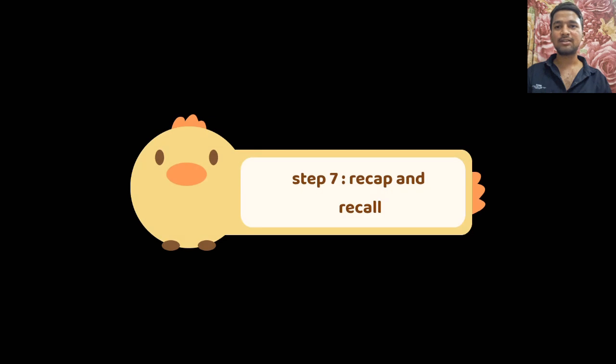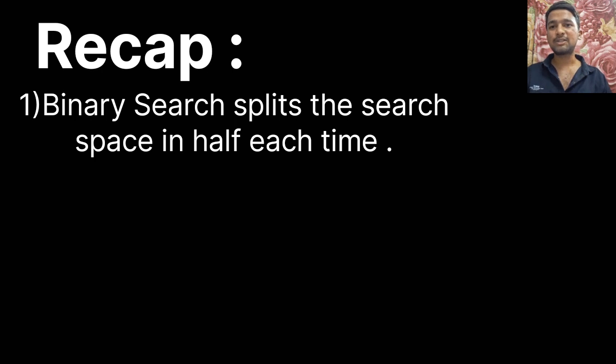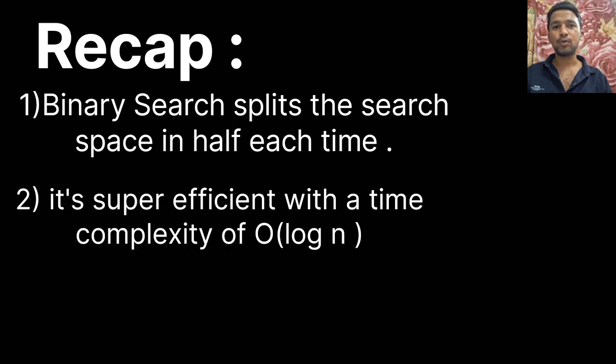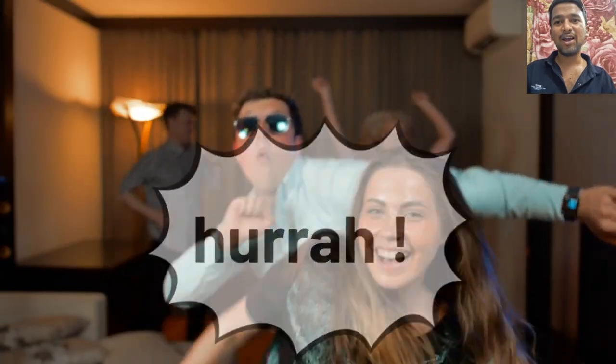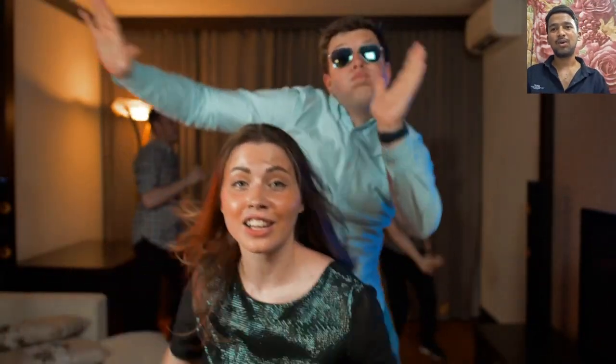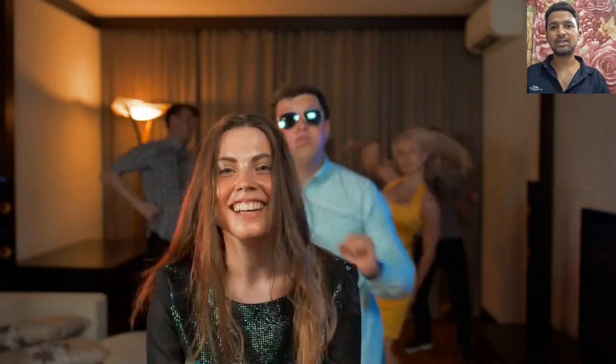Now, let's learn step 7, which is recap and recall. Alright, let's recap. Point number 1 to be recapped is binary search splits the search space in half each time. And point number 2, it's super efficient with the time complexity of O of log n. And point number 3 is it works only on sorted lists. Hooray! Up to now, you have completed 7 utmost steps.